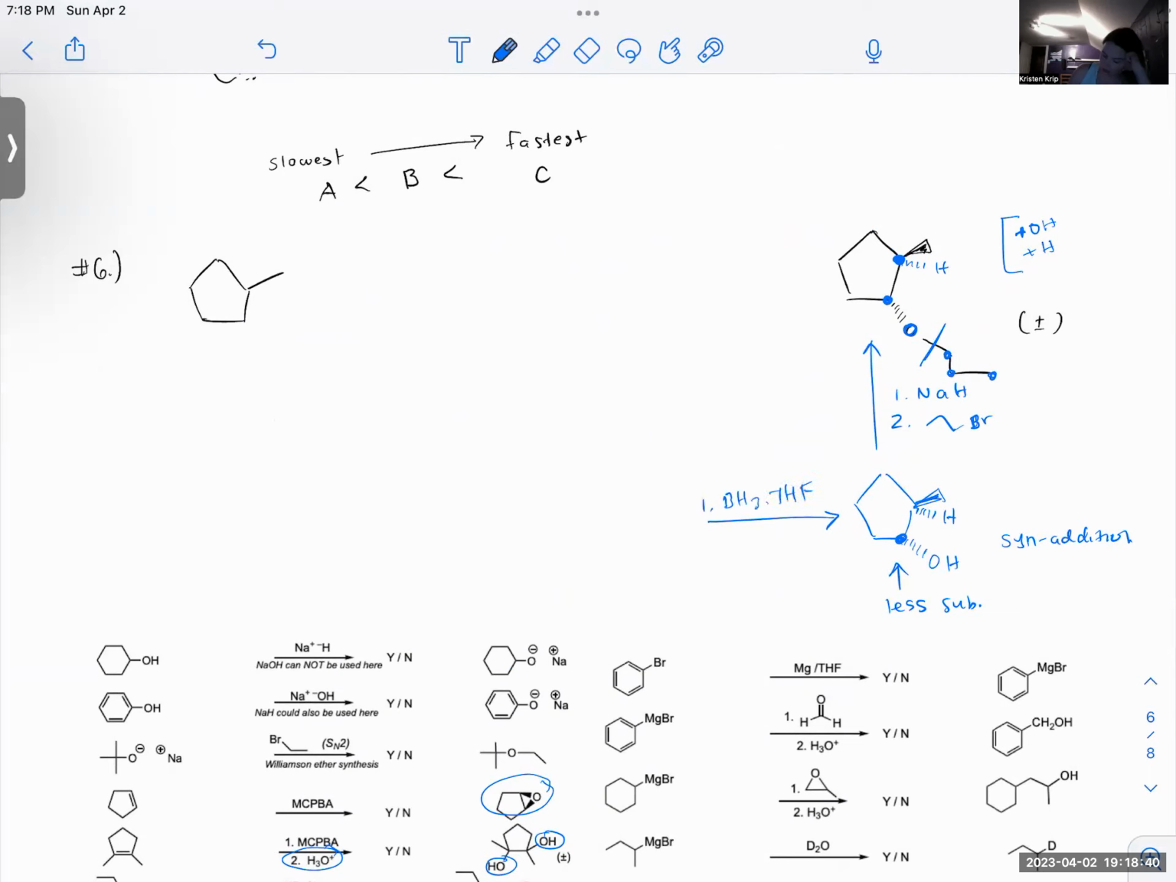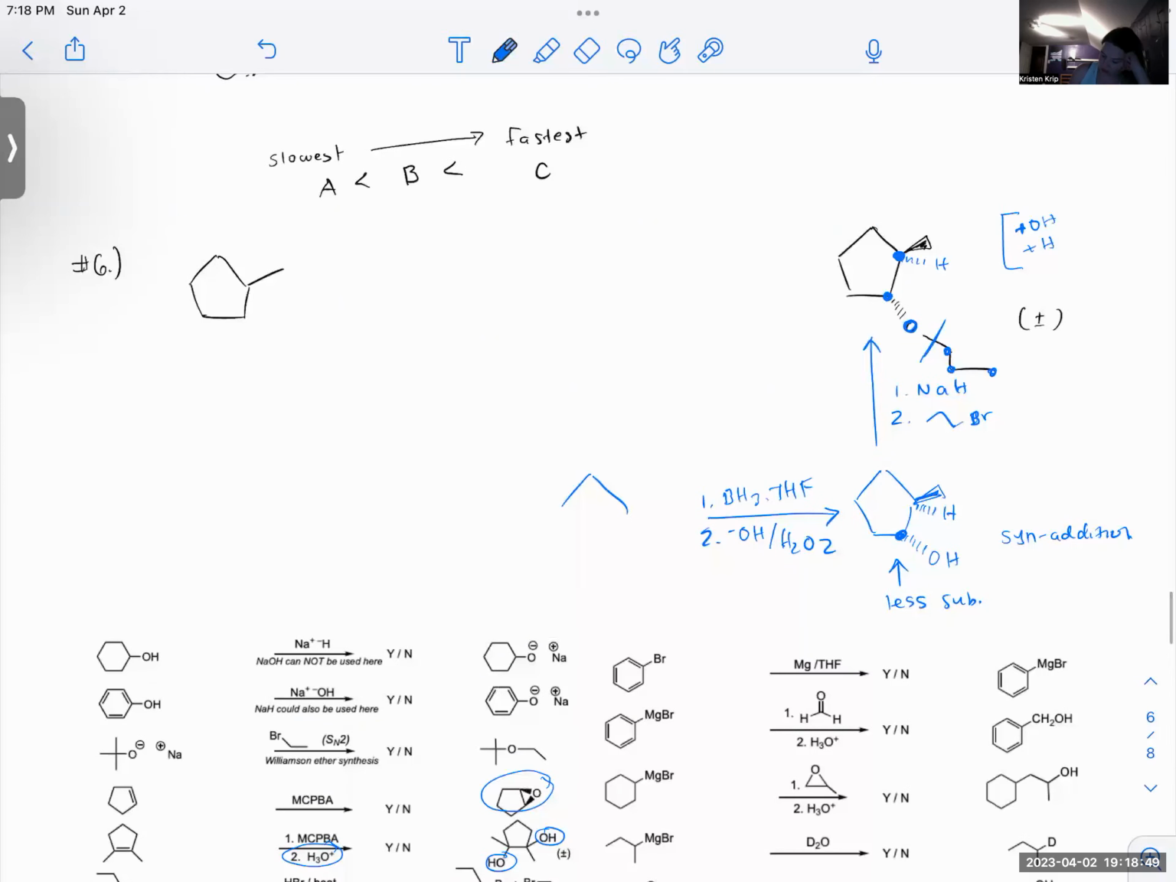BH3THF and OH, H2O2. So that means that we had a double bond there. Okay. And that's probably from a Br and just removing an H, and with, say, it's F, right?